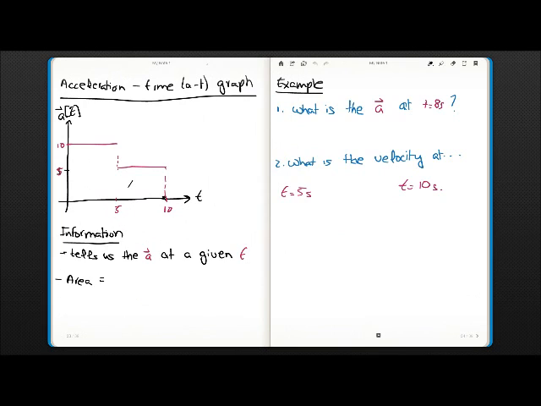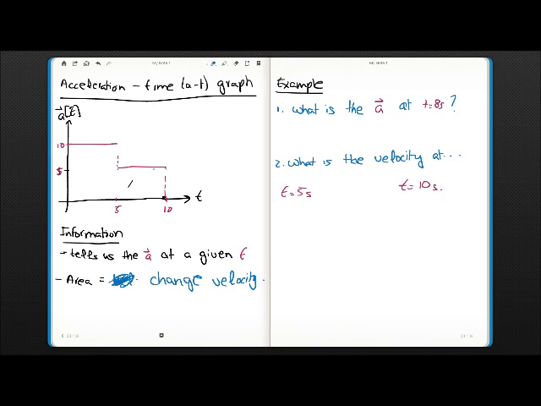And final is the acceleration versus time, or AT graph. So the information given is it tells us the acceleration at a given time, and the area tells us the velocity. No, it doesn't tell us the velocity. It tells us the change in velocity. So change in velocity.